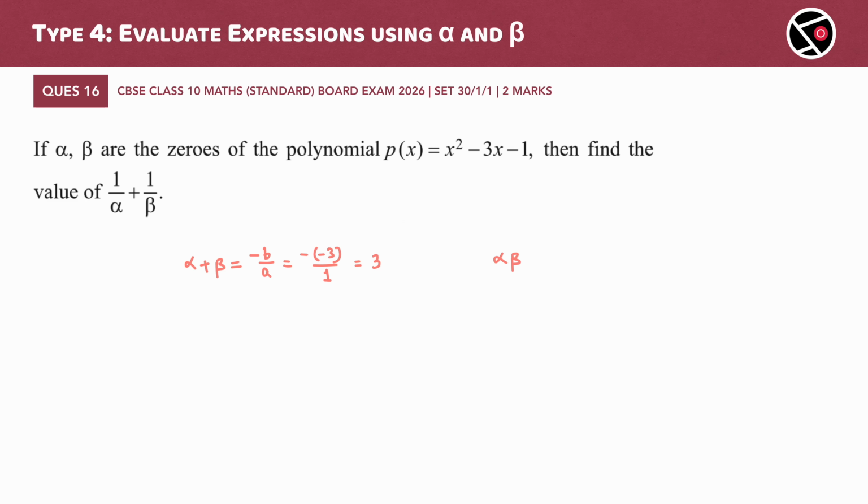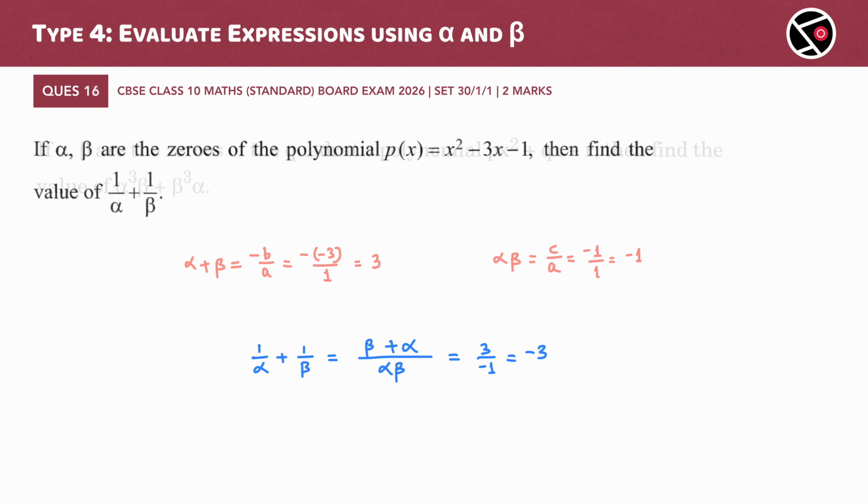Alpha times beta is c over a. C is minus 1. A is 1. So we have minus 1 over 1 or minus 1. Next, we simplify the expression 1 over alpha plus 1 over beta. LCM of the denominators is alpha times beta. So we have... Now we substitute the values of the sum and product of alpha and beta. The expression equals 3 over minus 1 or minus 3.